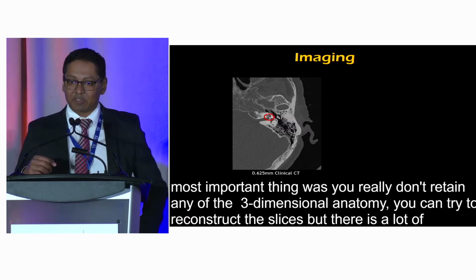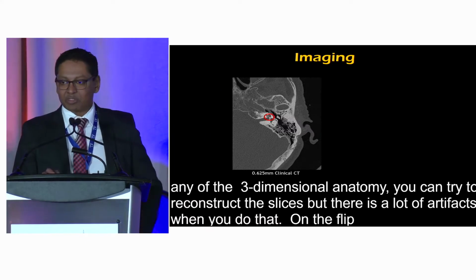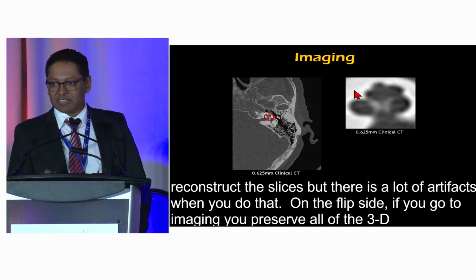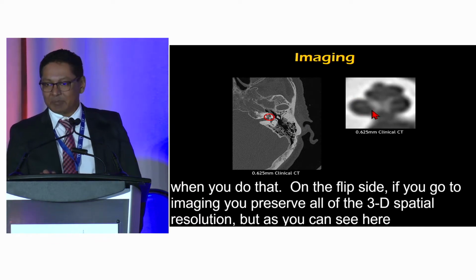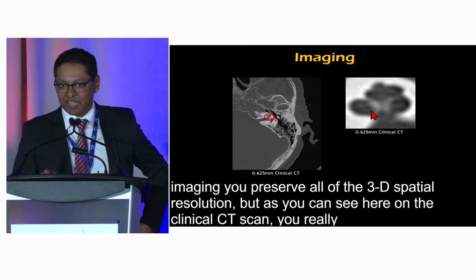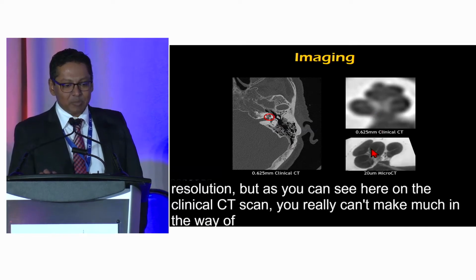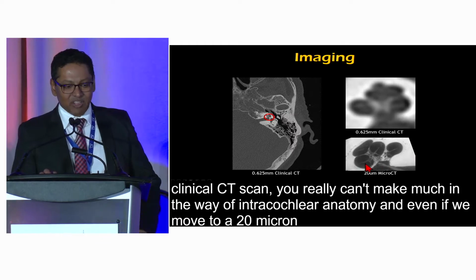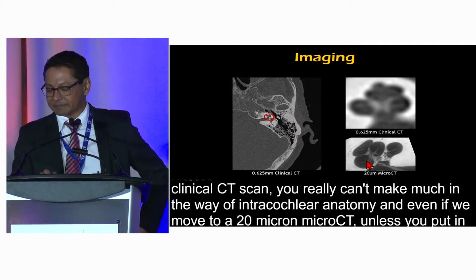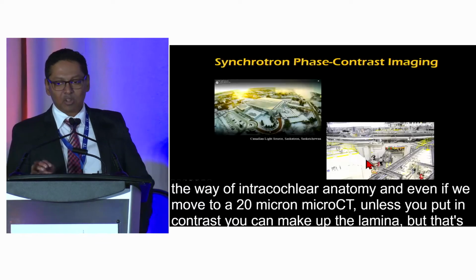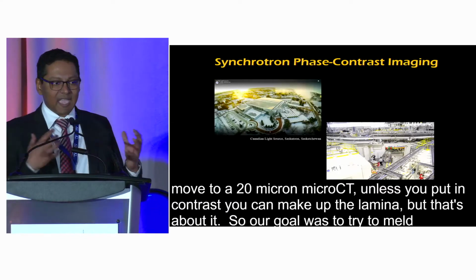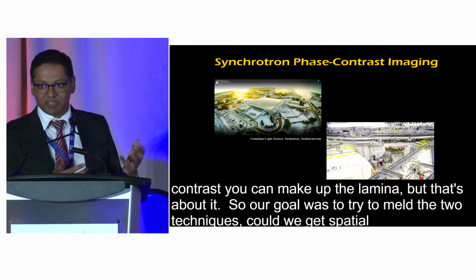On the flip side, if you go to imaging, you preserve all the 3D spatial resolution. But as you can see here in a clinical CT scan, you really can't make much out of intracochlear anatomy. And even if we move to a 20-micron micro-CT, unless you put in contrast, you can make out the osseous spiral lamina, but that's about it. So our goal was to try to meld the two techniques. Could we get 3D spatial resolution and have the amazing contrast that we see on histopathology?